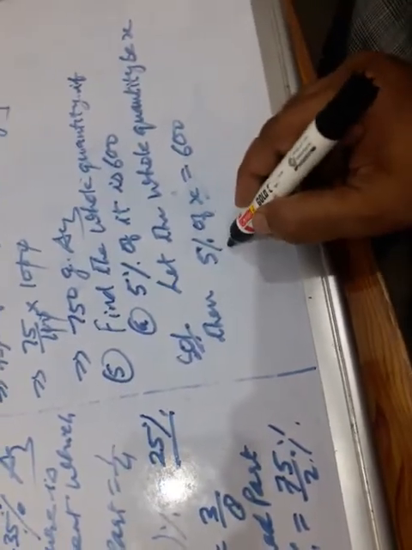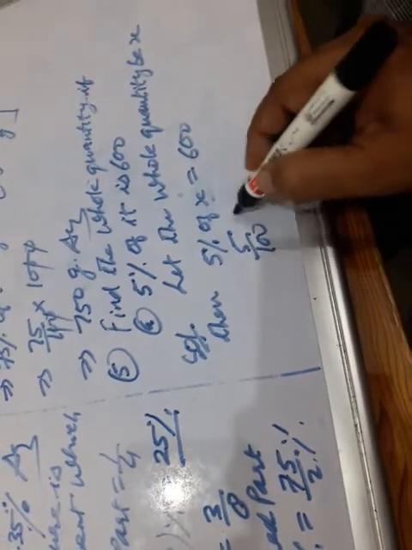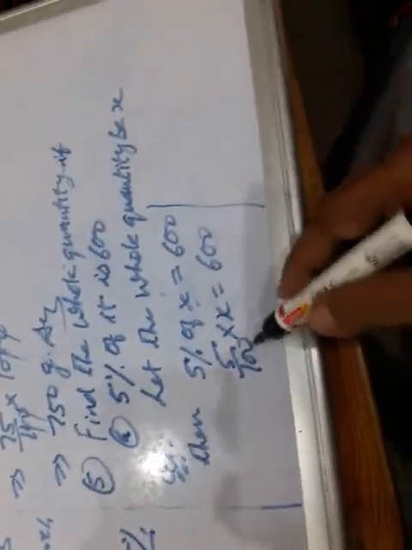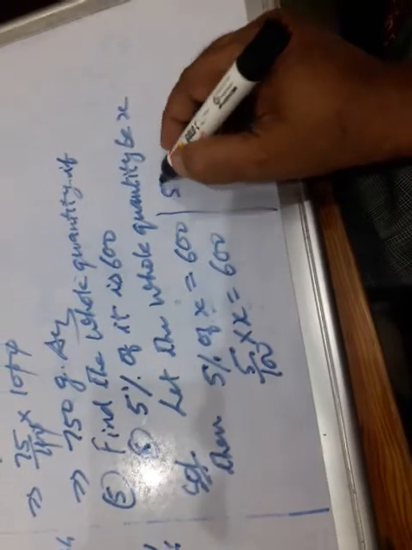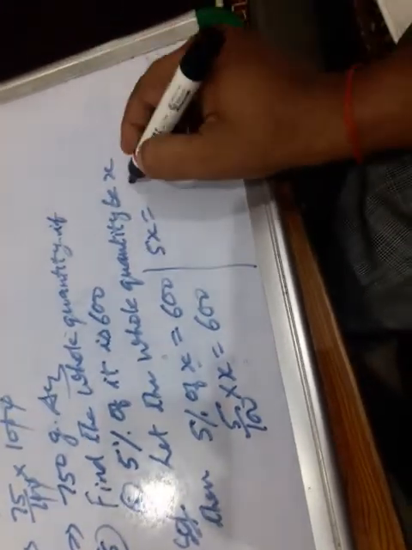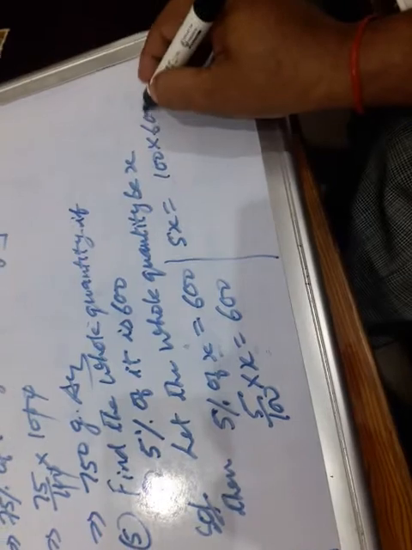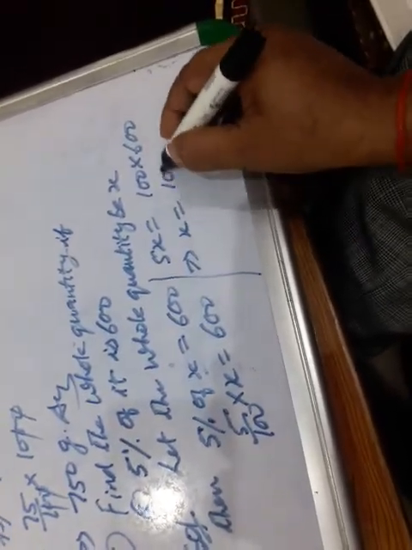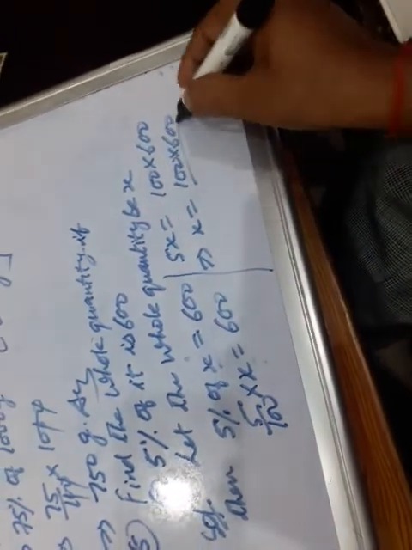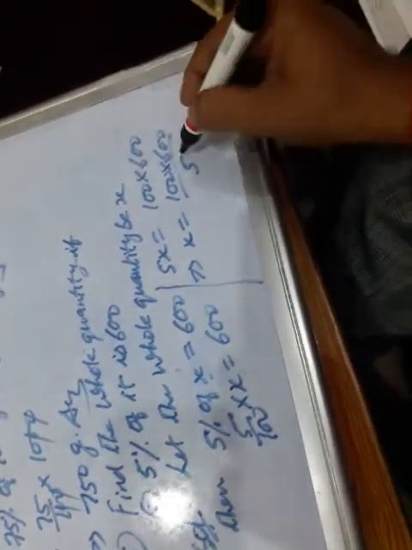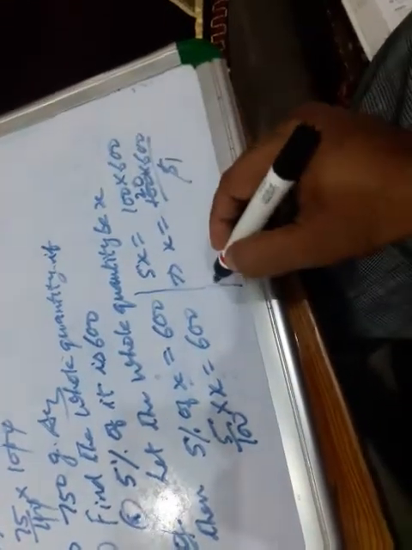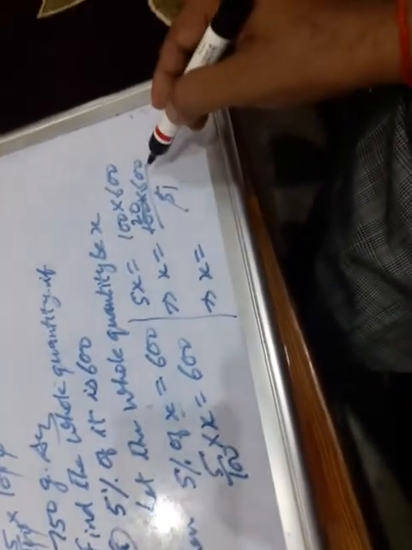Now you solve it. 5% means 5 upon 100. Of means multiply, and this is x equal to 600. Clear children? Now you solve it over here. 5x equal to, by cross multiplying, 100 into 600. Okay children, this implies that x equal to 100 into 600 divided by 5. 5 ones are 5, 5 twos are 10, and 0 0. This implies that x equal to 20 multiplied by 600.